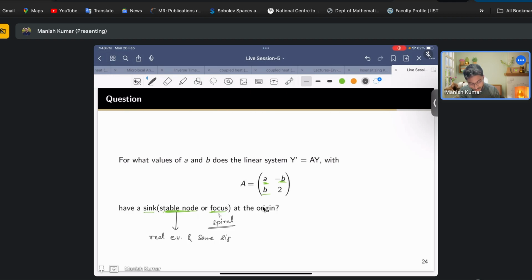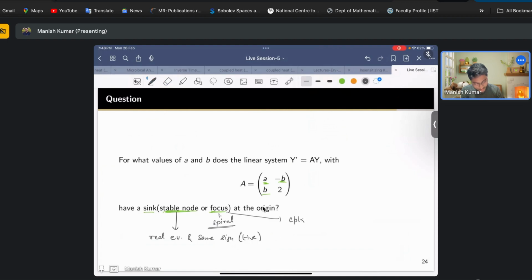But for stability, you need the sign to be negative, right? So for same sign, basically here negative sign, or let me write same sign. Sign would be negative. Okay, and for this focus, what do you want? You want the eigenvalue to be complex.